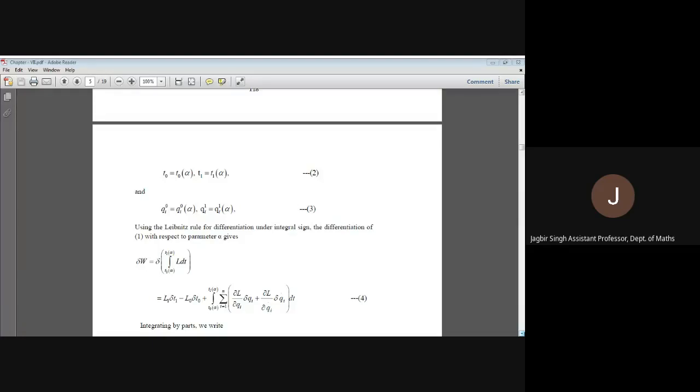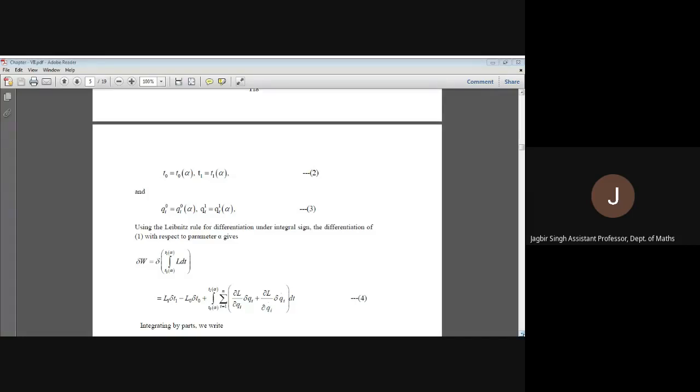And then variation of T1. Minus, again in L, replace T with T0. Say it's L0. And then variation of T0. Plus integration T0 alpha to T1 alpha, then summation i from 1 to n, variation of L with respect to Qi, variation of Qi, plus variation of L with respect to Qi dot, and then variation of Qi dot dt.